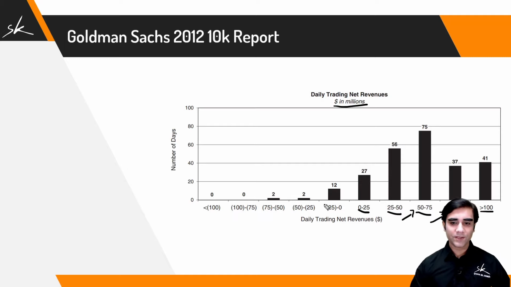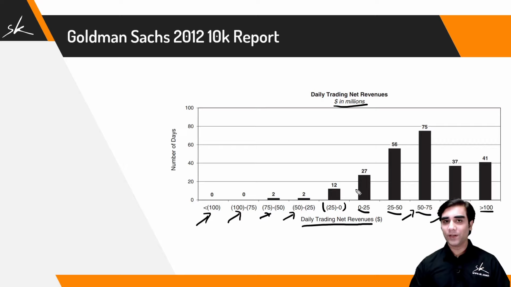Similarly, on this side you can see we have numbers in brackets. The numbers in brackets basically mean negative numbers. So this is minus 0 to 25 million, minus 25 to 50 million, minus 50 to 75 million, minus 75 to 100 million, and over minus 100 million. Now what are these numbers? These are their daily trading net revenue. That means out of all the days they were trading in 2012, how many days they made a particular amount in each range.